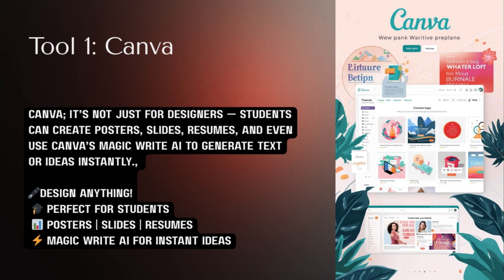Tool 1. Canva. It's not just for designers. Students can create posters, slides, resumes, and even use Canva's Magic Write AI to generate text or ideas instantly. Design anything, perfect for students. Posters, slides, resumes, Magic Write AI for instant ideas.